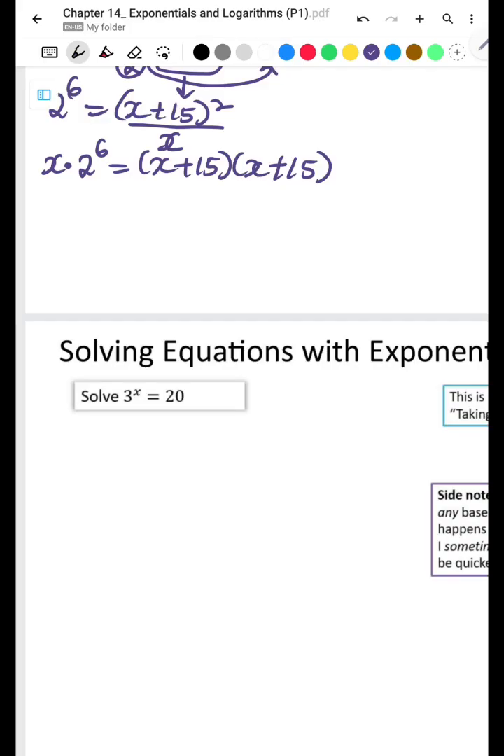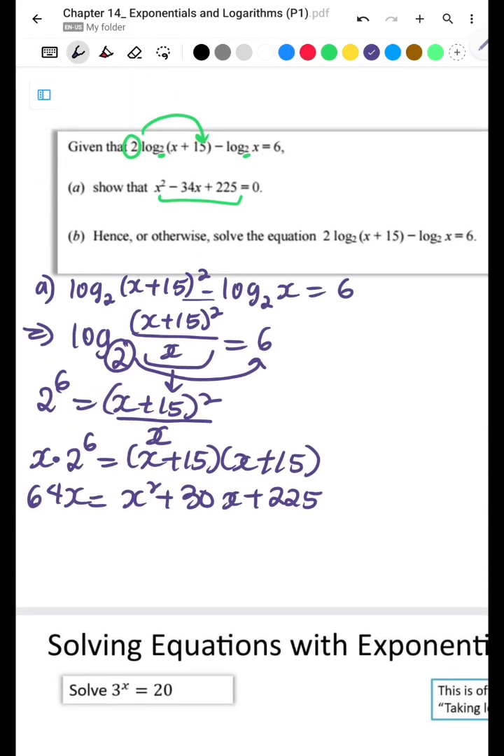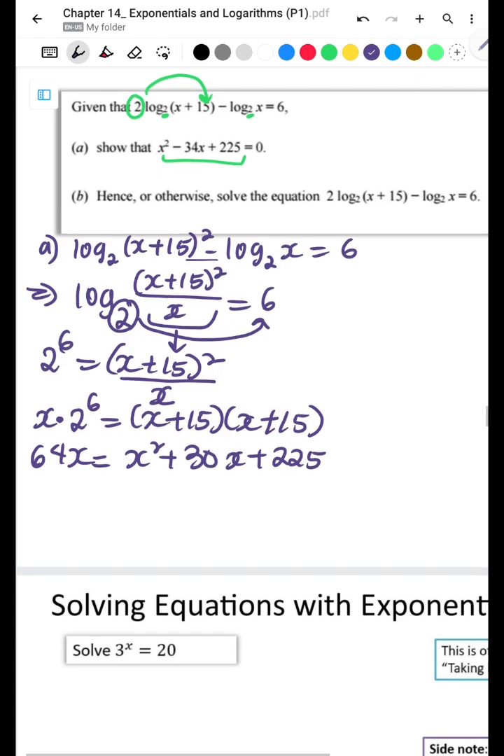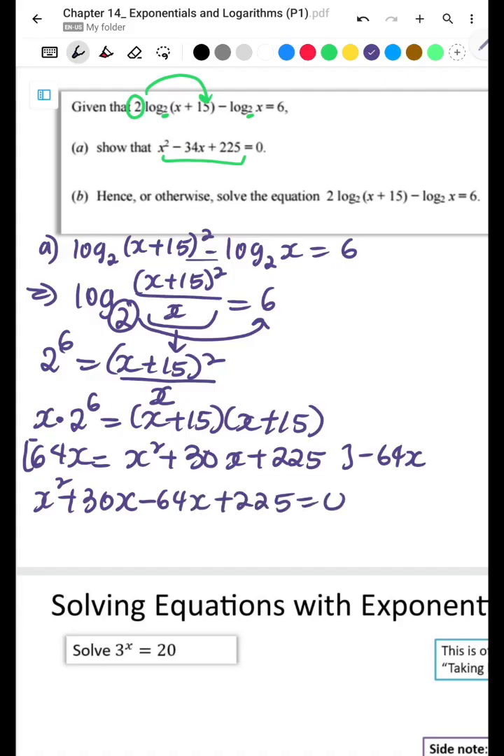how much, 2 to the power of 6, 64 x squared plus 30x plus 225. Oh my days, it is looking so similar. So I have x squared plus 30x, take negative 64x from both sides. So I have negative 64x plus 225 is equal to 0. So that implies that x squared minus 34x plus 225 is equal to 0.